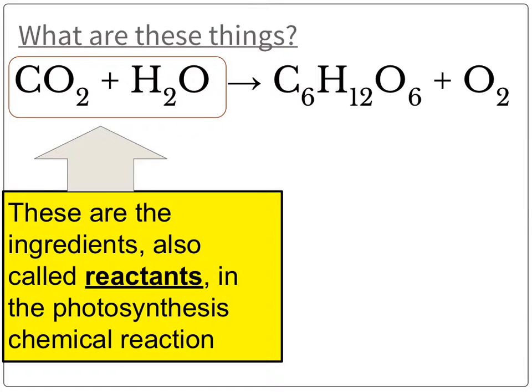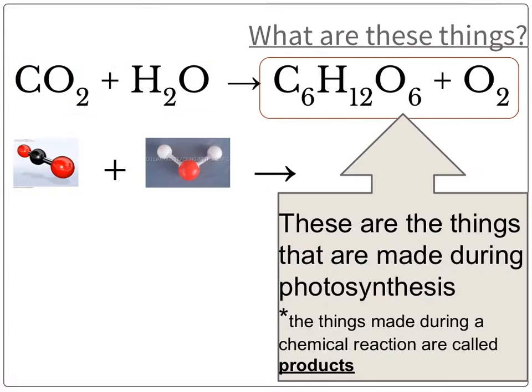So let's now break down the chemical reaction for photosynthesis by first discussing the molecules going into this chemical reaction. These are essentially the ingredients, CO2 and H2O. They are called the reactants, and once again, they are what are going into this chemical reaction, specifically named photosynthesis.